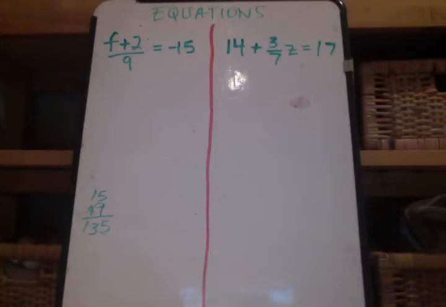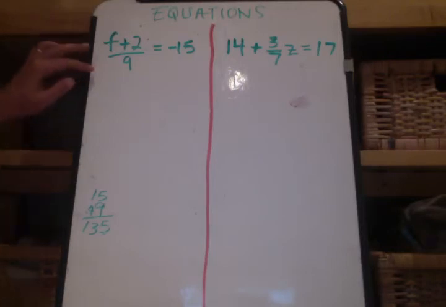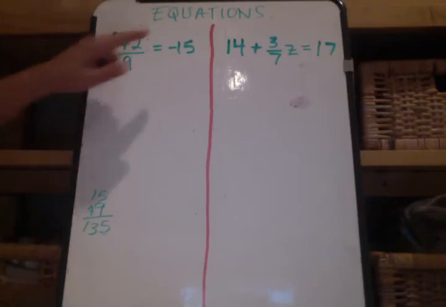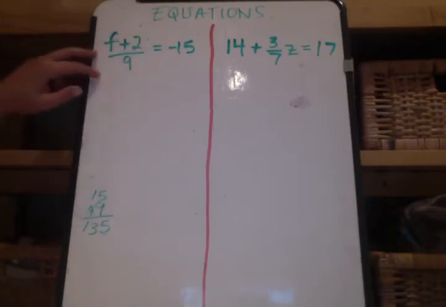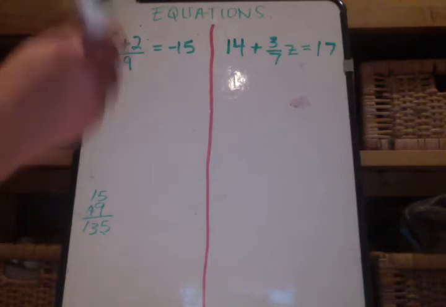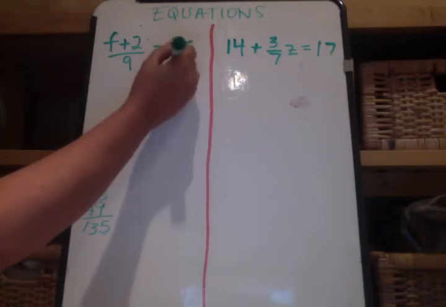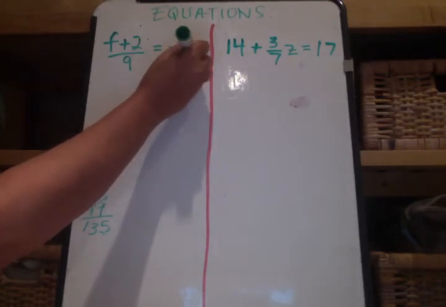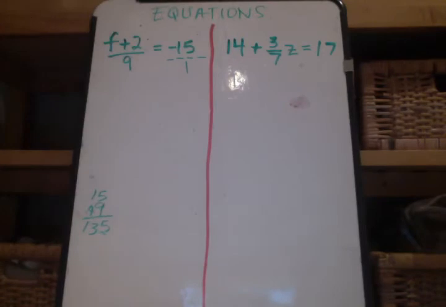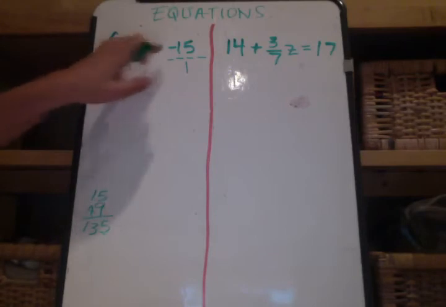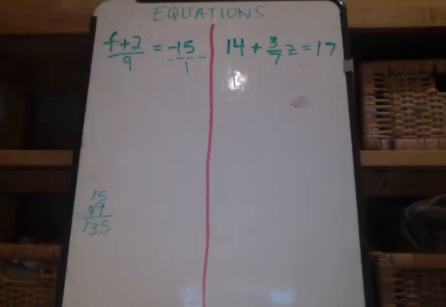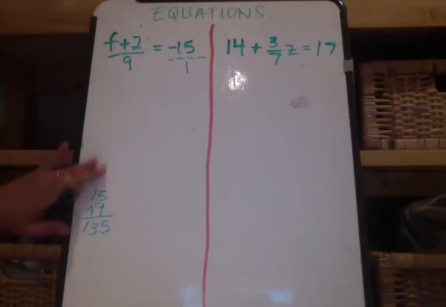So one thing we can do, there's a few ways we can do this, but just building off of how we use proportions, how we cross multiply, because this is one fraction, and then this is a fraction. If I put negative 15 over 1, I'm just going to put a dotted line here over 1. We can cross multiply. We can say f plus 2 times 1 equals 9 times negative 15. And that's one way to do it, so let's see how that works out.